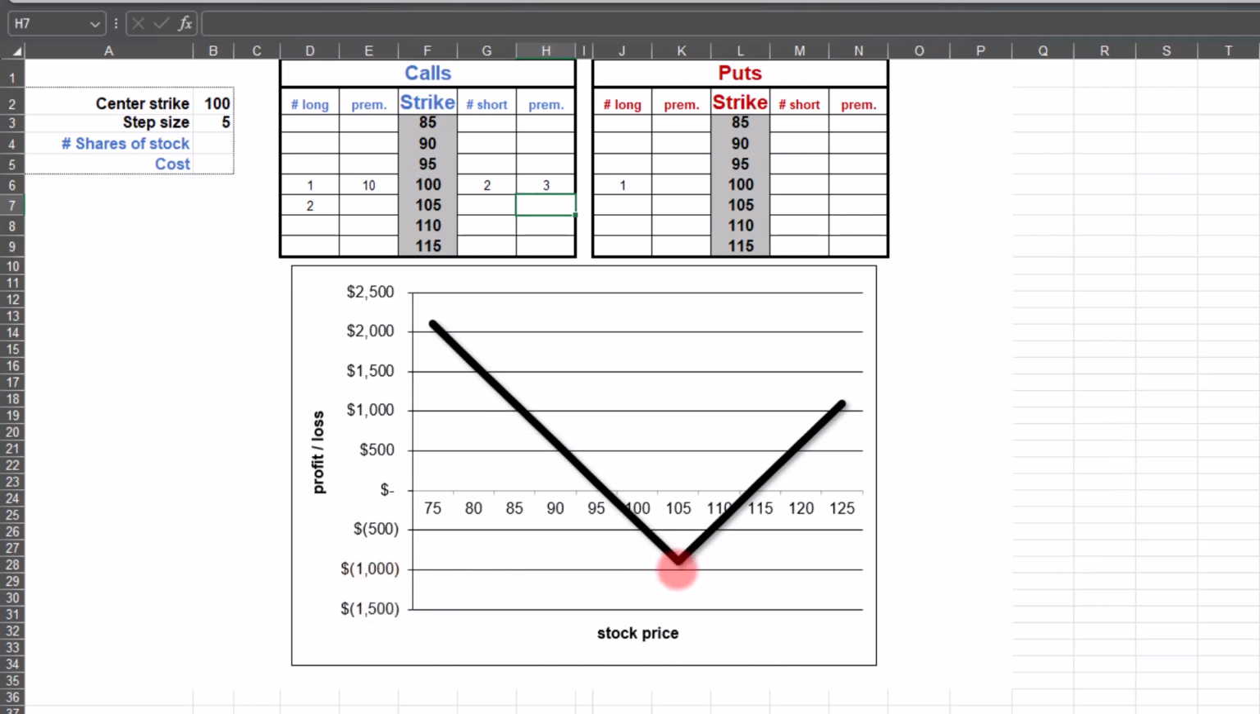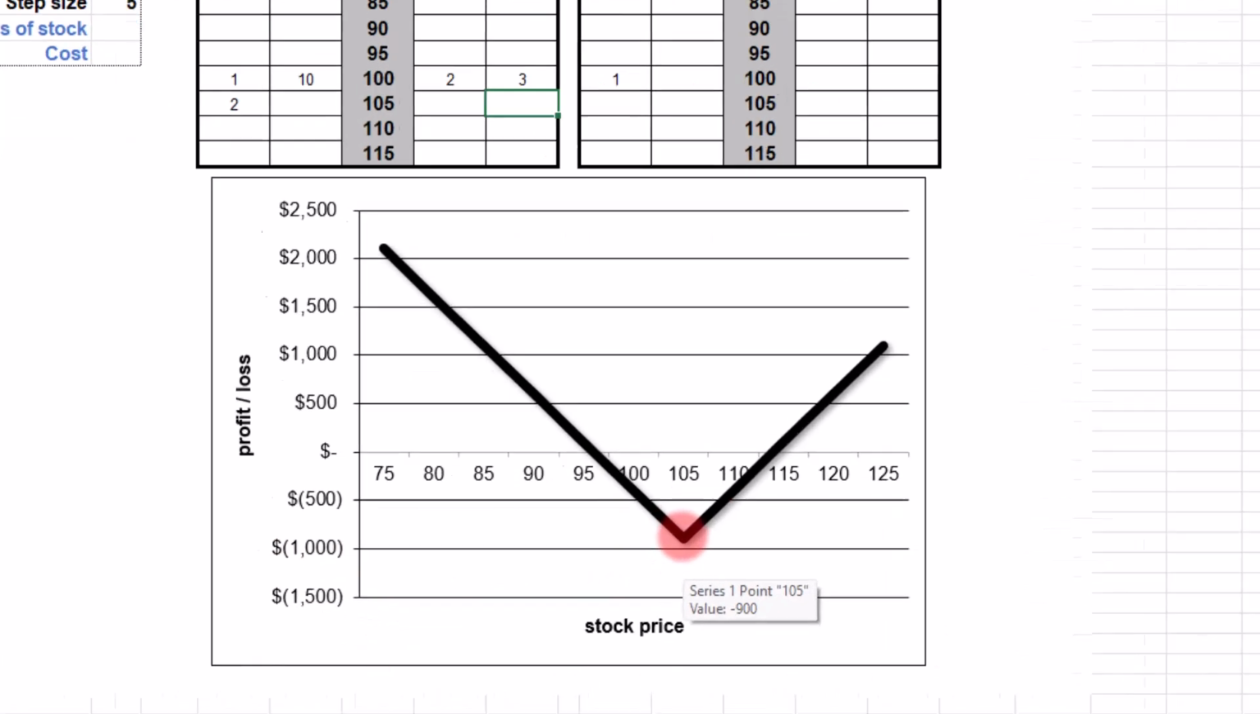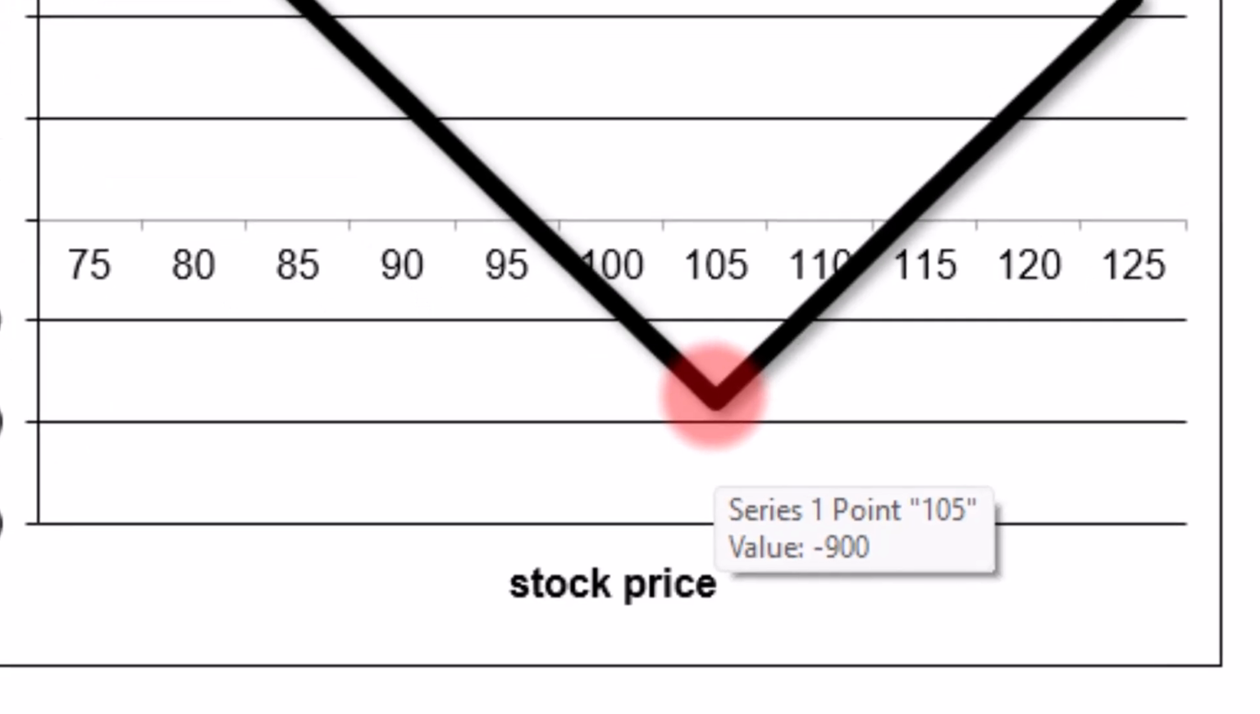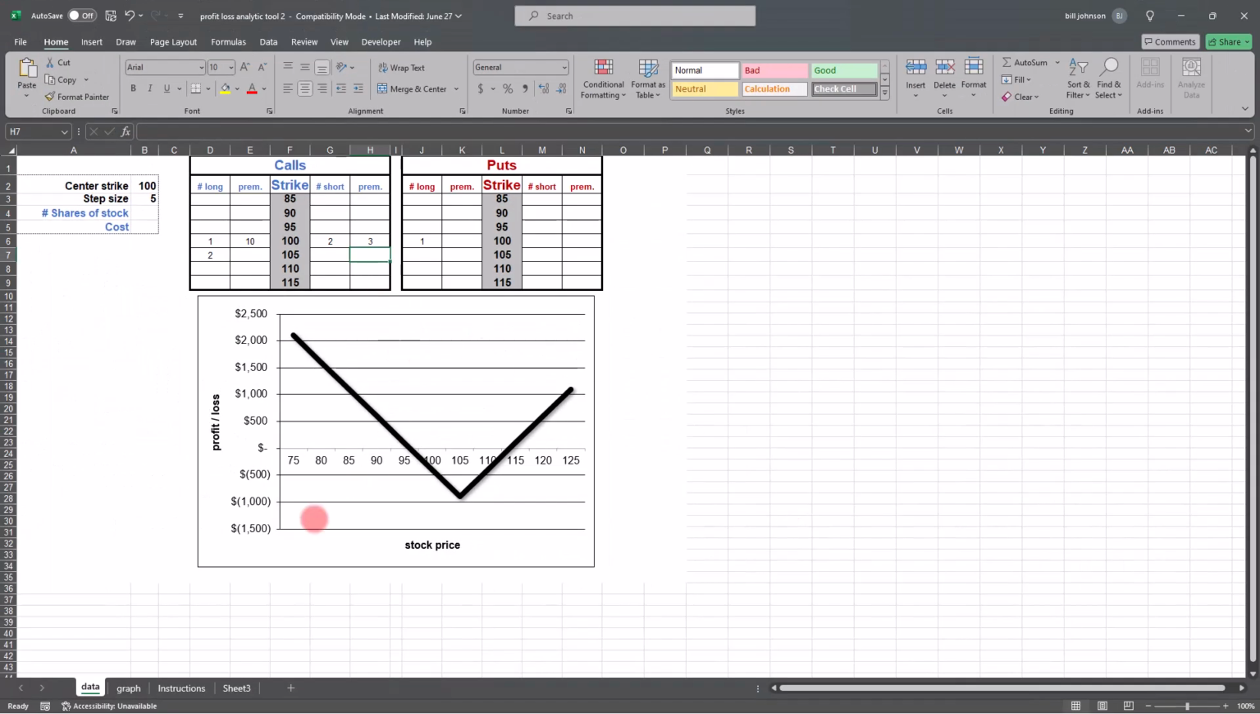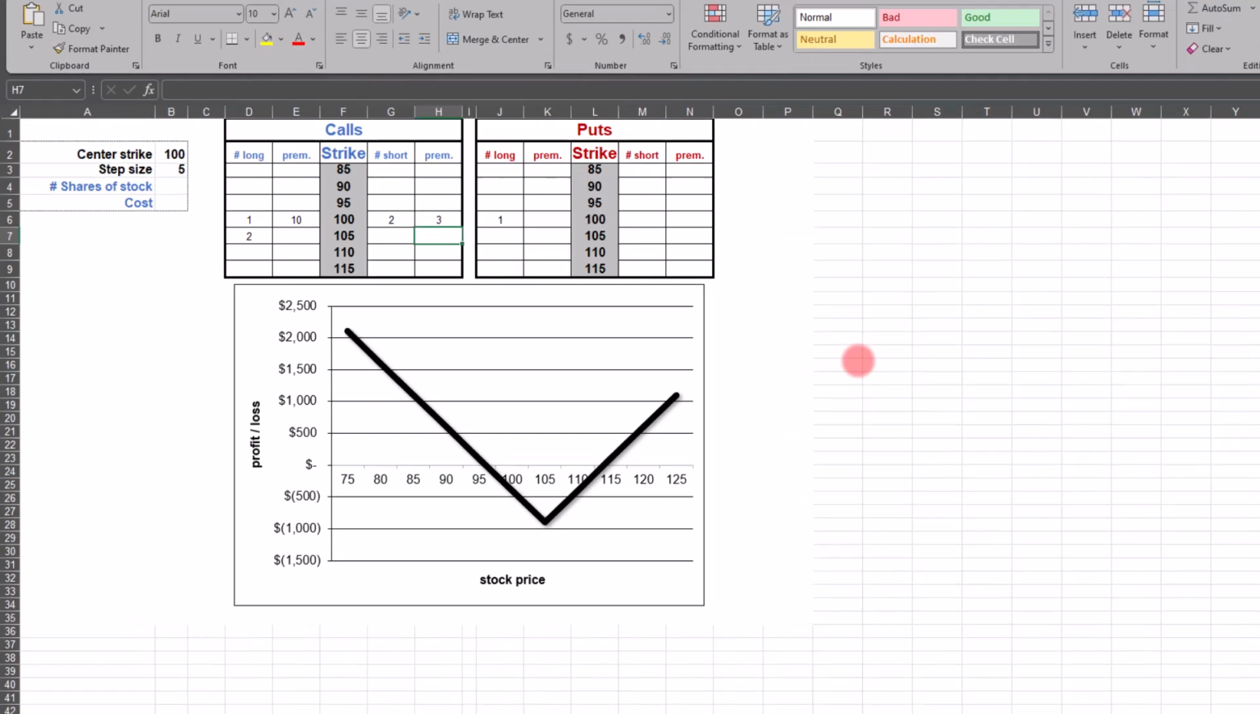We are $100 off of this. You see, if I point right there, you can see that little box says minus 900. We've raised this by $100. That's just the difference between the liability and those credits.